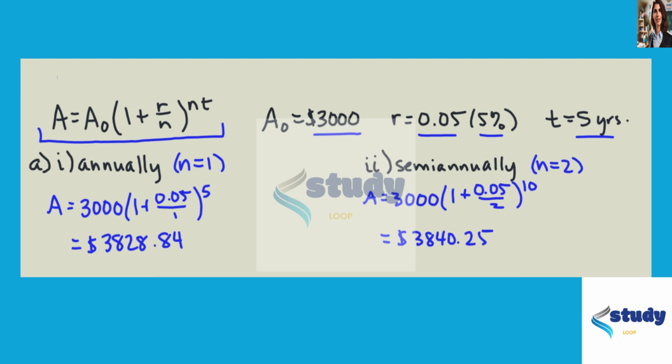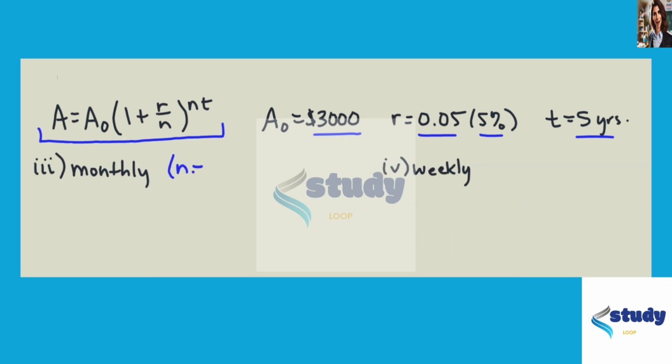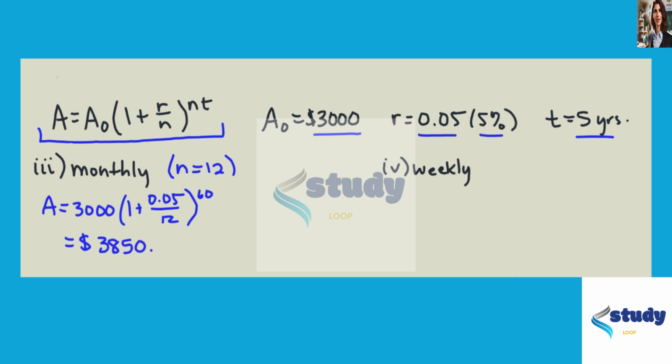For the third part of part A, we're going to calculate for monthly compounding, so that would be 12 times of compounding per year. So we have A equals 3,000 times 1 plus 0.05 over 12 raised to the power 12 times 5, which would be 60 compoundings. And rounded to the nearest penny, we get $3,850.07.